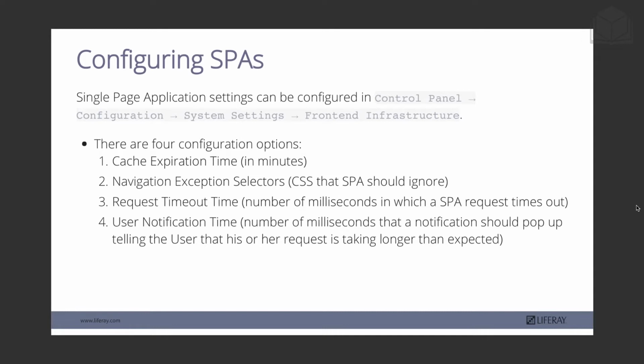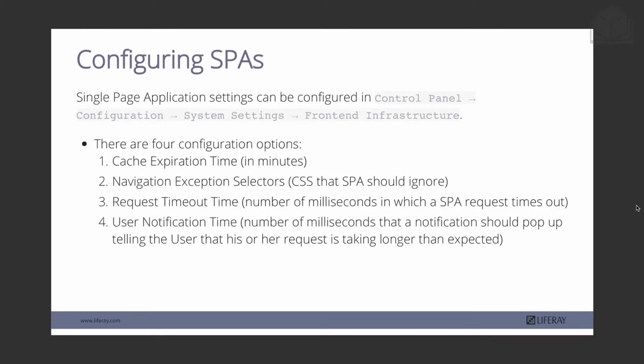Okay. Now, there are a number of configuration options for SPAs that can be found on the platform itself. Okay, so this would be in the menu. If you've seen that control panel at the top, in the configuration system settings section, there is a section called front-end infrastructure. And there are 4 main configuration options. So let's go ahead and take a look at those.